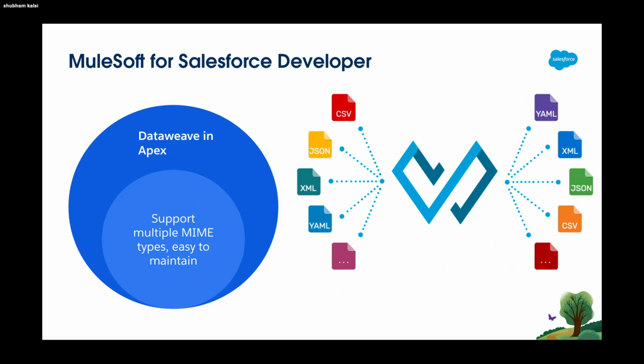So if you are writing your Apex code and would like to do MIME type conversions without writing a big piece of code, you can simply call the DataWeave library and do the transformation. As you can see in the picture, with DataWeave, you can transform from CSV to YAML, JSON to XML, and so forth. So there's no need to Google and search for code to transform your data. You can just use DataWeave in Apex.